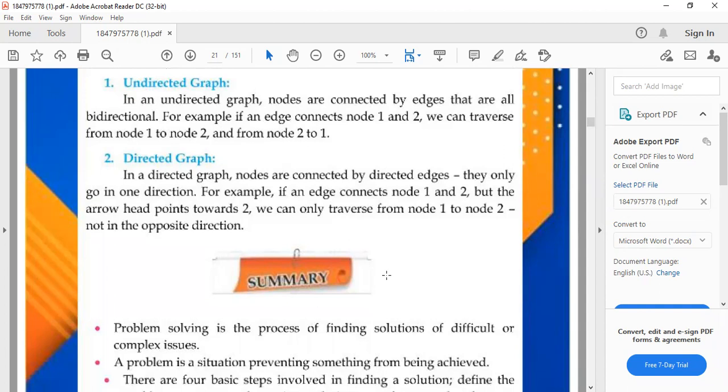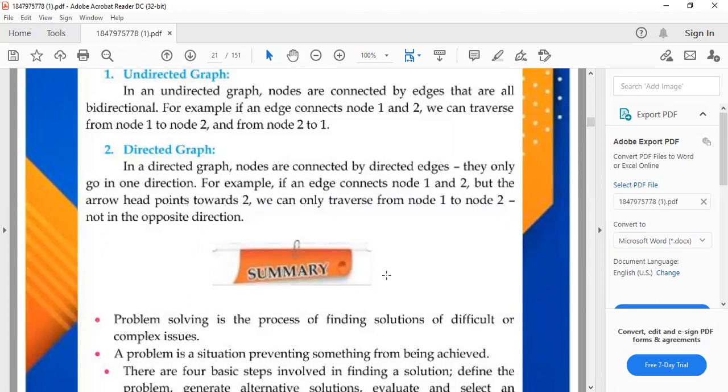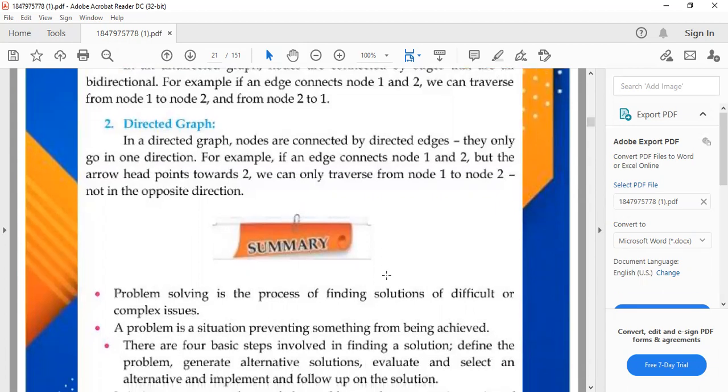And the directed graph. In a directed graph, nodes are connected by directed edges. They only go in one direction. Directed means where direction is given. So if the nodes are connected by directed edges, you have only one way to go. It will only give you one direction, and you will go in that one direction. For example, if an edge connects node 1 and 2, but the arrow head points towards 2, we can only go from node 1 to node 2, not in the opposite direction.